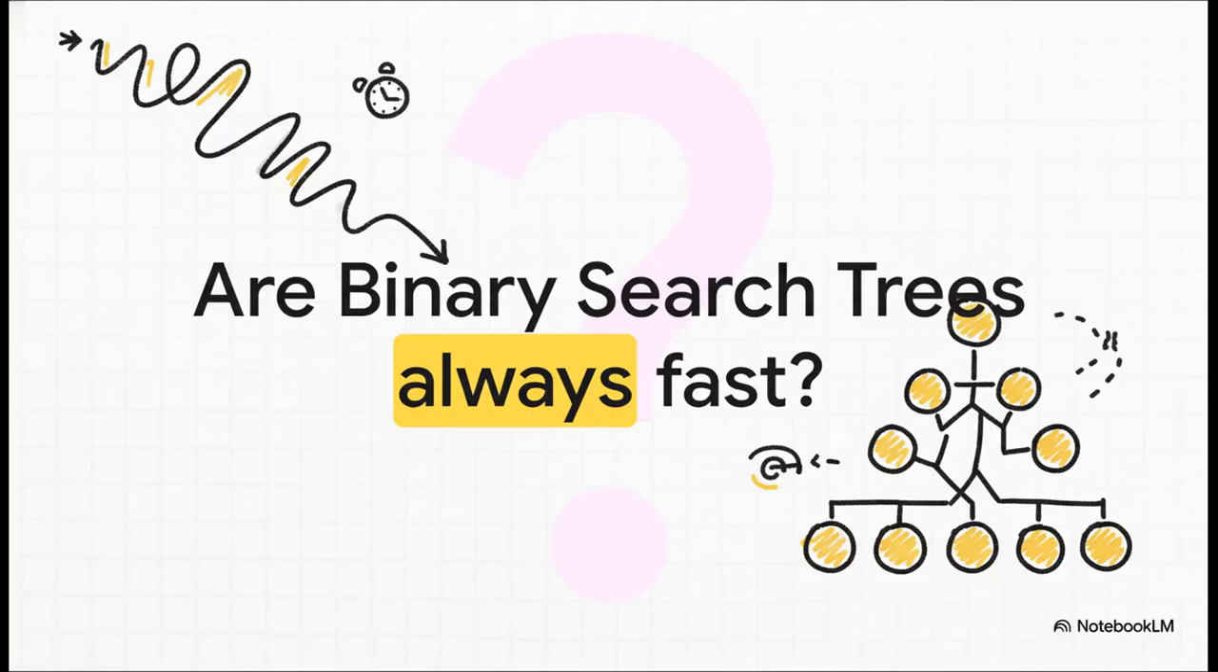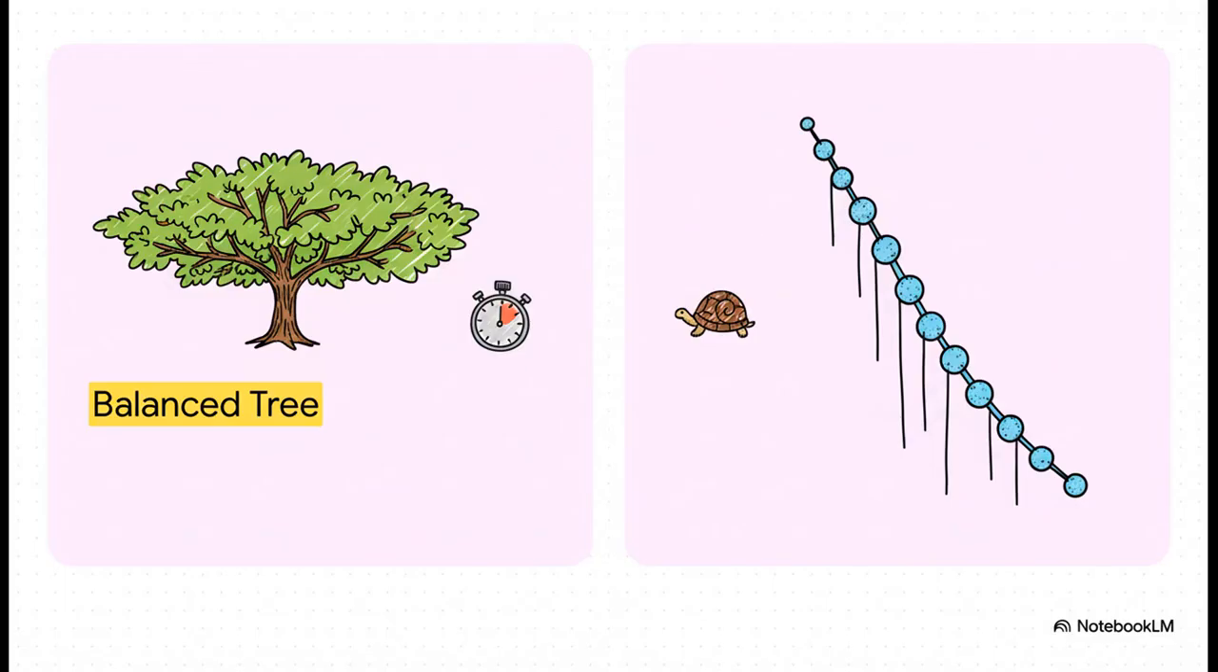I mean, it seems like just following a path down a tree should always be pretty quick, right? Well, not so fast. And this slide tells the whole story. The speed of a BST depends entirely on its shape. A balanced, bushy-looking tree is great. It's short and wide, so the paths from the top to the bottom are really short. But an unbalanced, skinny tree, that's a disaster. It's tall and stringy, basically just one long, sad path.